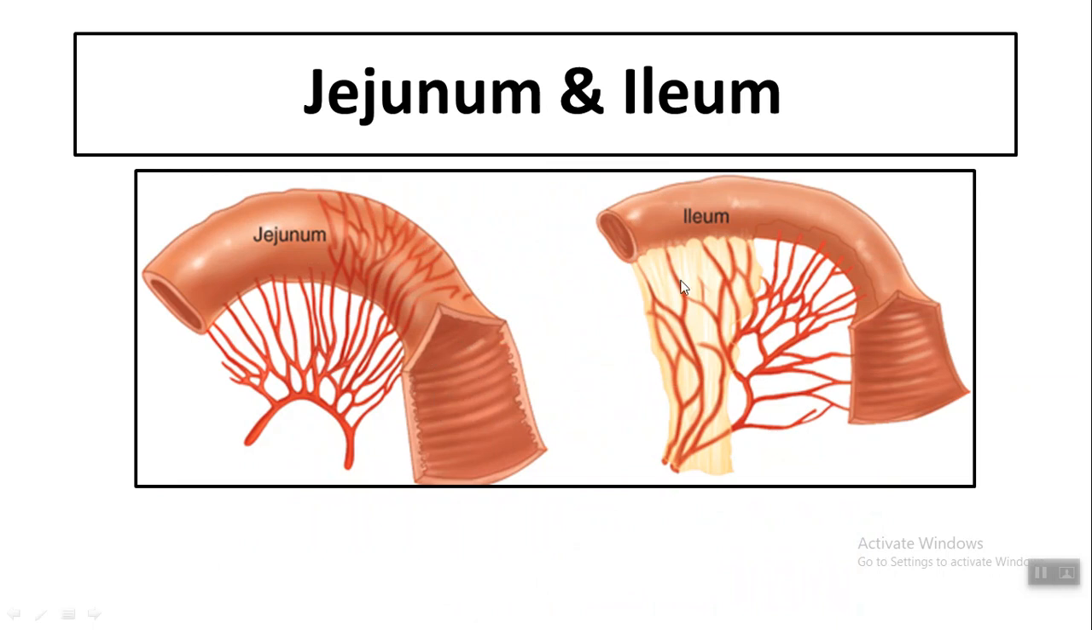What are the differences between the jejunum and ileum? We can see from this figure. The jejunum is wider bore than the ileum, it has a thicker wall, and it is more red in color, and there are differences in the blood supply and arrangement of the blood vessels.